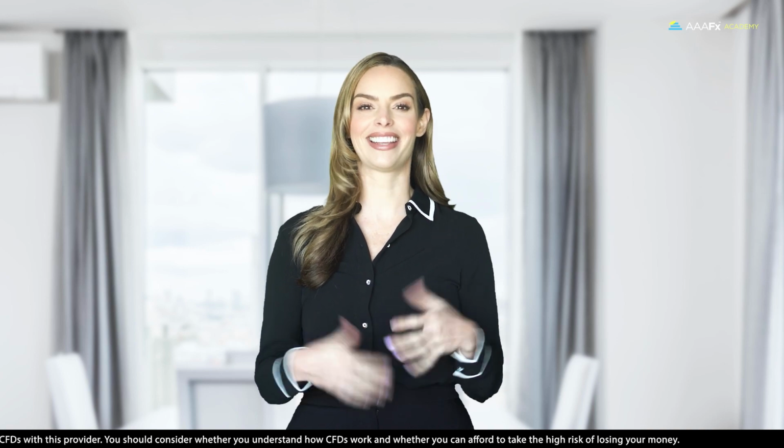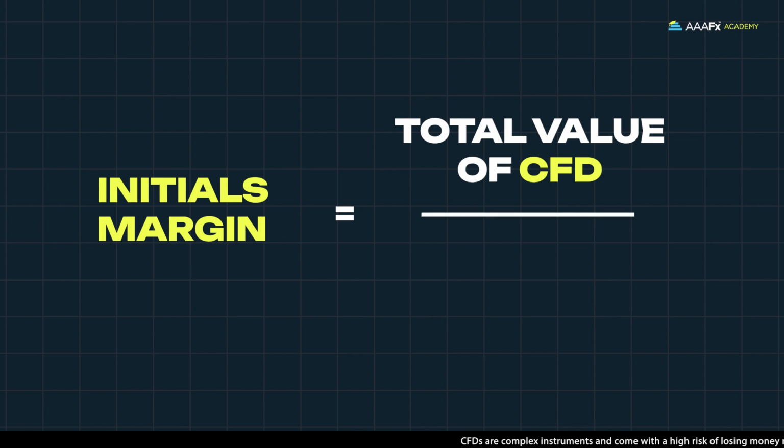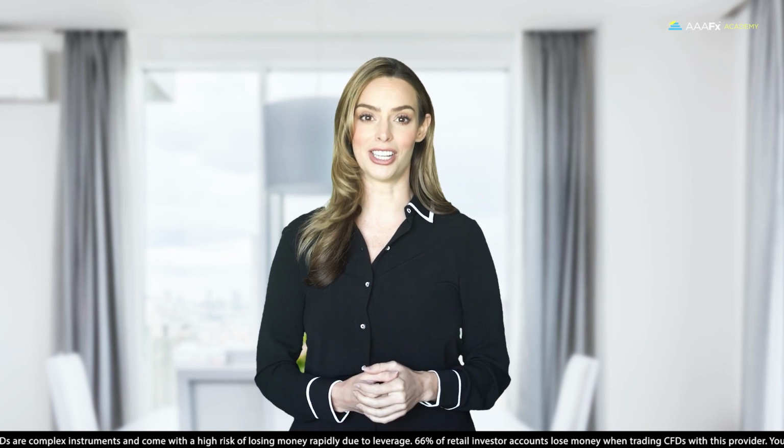Now, if you're wondering how to calculate your initial margin, here's a handy formula for you. Initial margin equals the total value of the CFD divided by the leverage. This formula gives you the amount you need to deposit to initiate a trade. It's a fraction of the total value thanks to leverage.